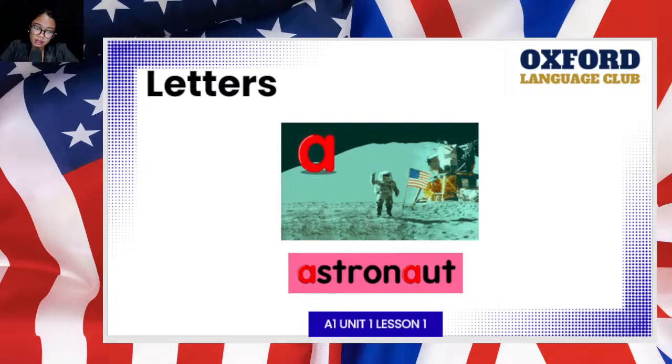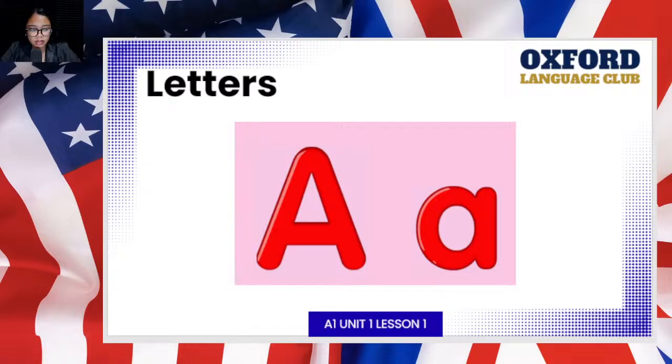But today we just focus on the sound. What sound? A. From what letter? A. Again, a, astronaut. Say it with me one last time. A, astronaut. Okay, very good. So this is letter A. That's our first letter. Let's go back and see what are the different words we've tackled for this particular letter.